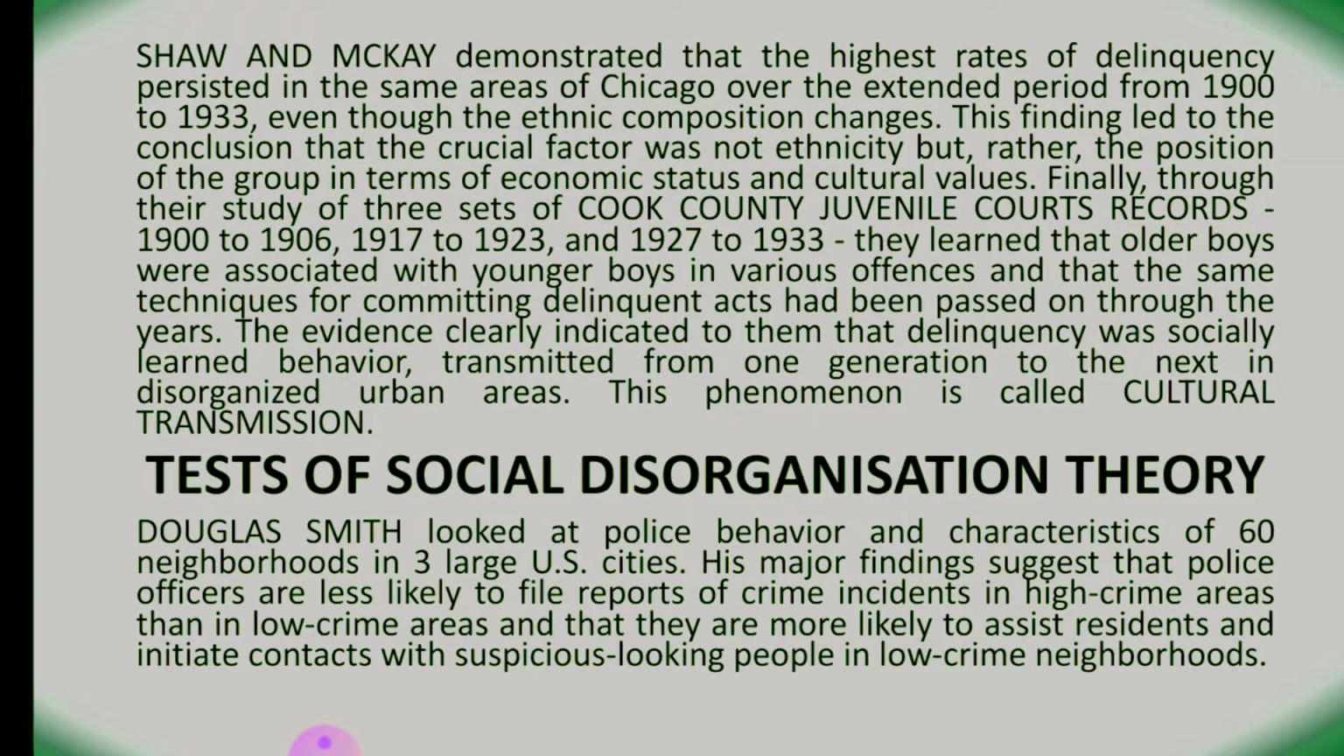Tests of social disorganization theory. Douglas Smith looked at police behavior and characteristics of 60 neighborhoods in three large US cities. His major findings suggest that police officers are less likely to file reports of crime incidents in high crime areas than in low crime areas, and that they are more likely to assist residents and initiate contacts with suspicious looking people in low crime neighborhoods.